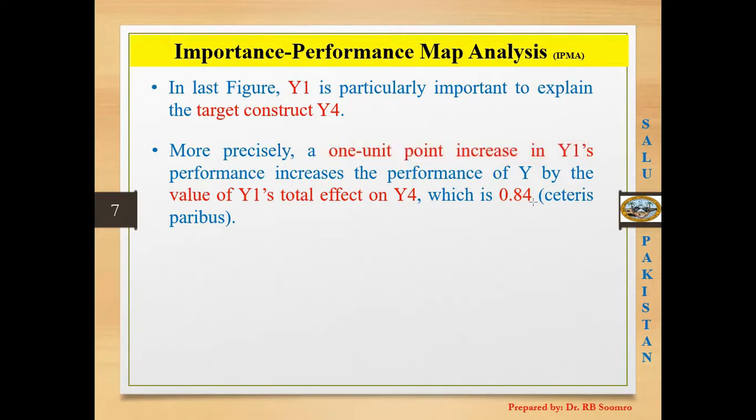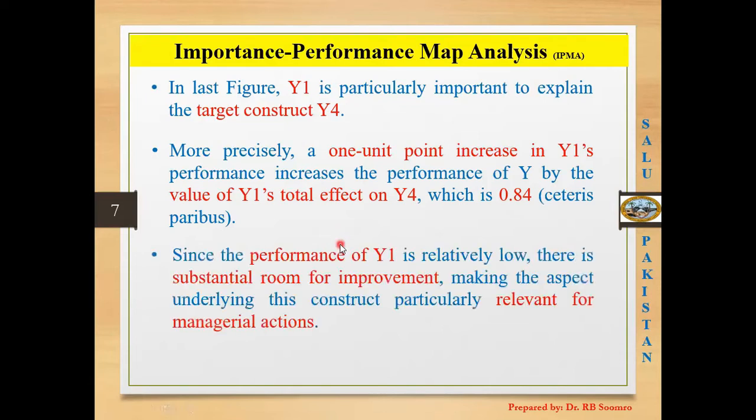So now, dear friends, this is also a type of linear technique. So therefore, linearly we have to check the impact. And then here you are looking at the performance of the Y1, which is relatively low, so there is substantial room for improvement, as the performance of the Y1 is very low compared to the other constructs. So managerially, we can decide that we can improve this one. Y1 may be a construct of employee performance. The performance of employees is very low. So this is the area, this is a room where we can improve performance.